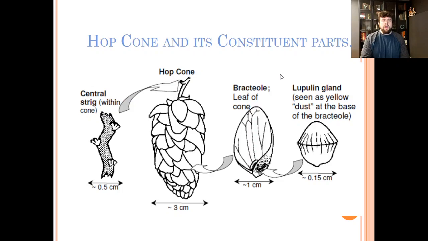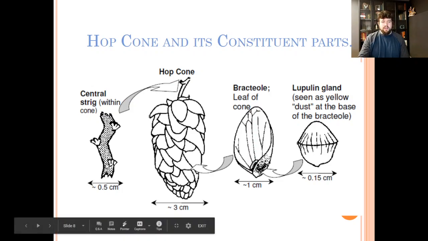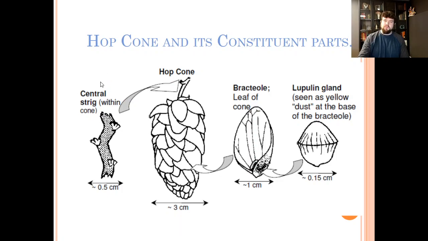Now, if you want to look at the basic breakdown, hops, the basic plant, has a central stig or a vine that all these different hop cones will attach to. The hop cones attach to the top, with the cone going down from there, and the cone is made up of all of these things that we call bracteoles. These are essentially the leaves of each one of the individual cones.